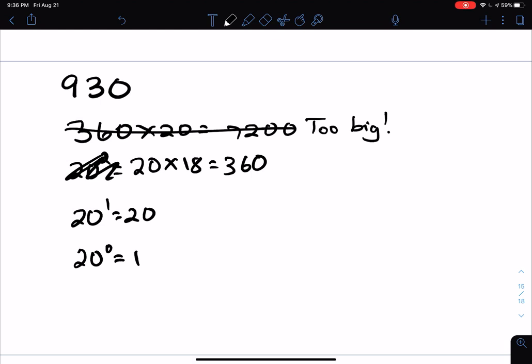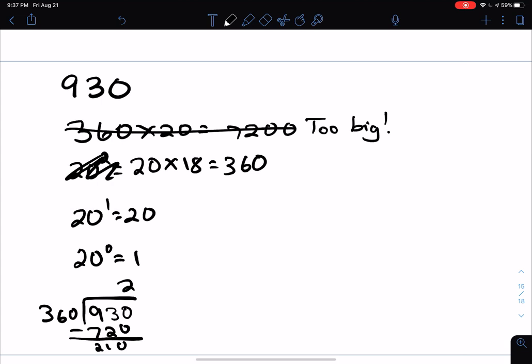So you're trying to find the highest place value that'll still go into 930 without being too big. So we're going to do 930 divided by 360. I'll do it down here. And that'll go in twice. And since that goes in twice, you got 2 dots. Then we're going to do the remainder of 210 divided by the 20. So you're going to get a remainder of 10.